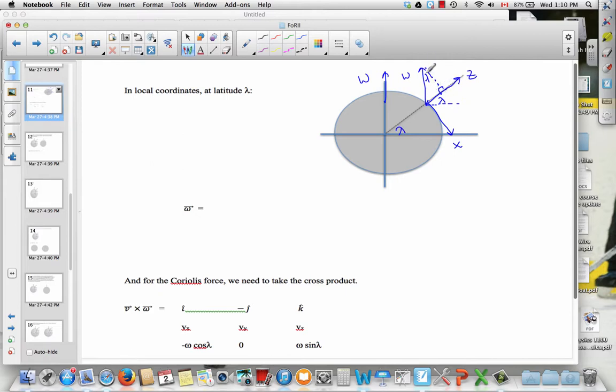So we can now find the two components of omega. We see it is omega cos lambda in the negative i direction. And then it's omega sine lambda in the positive k direction.